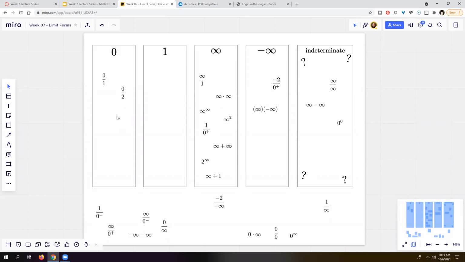Although that's also true. We're saying that if you have something approaching 0 divided by something that's approaching 2, that whole quantity will approach 0. That's what we're saying. All right, what else? 0/0 is indeterminate. That's sort of the most famous indeterminate one.